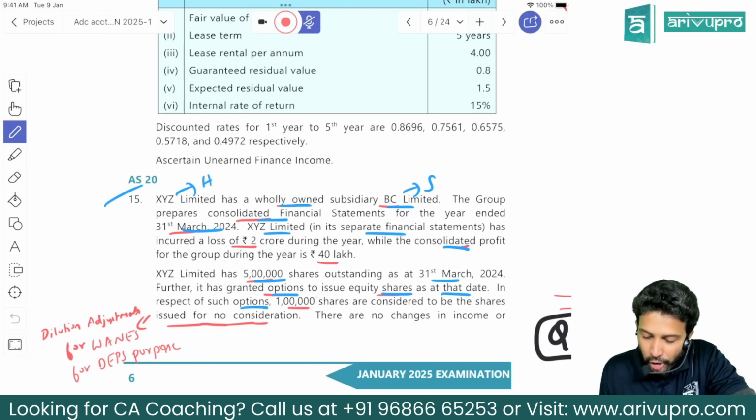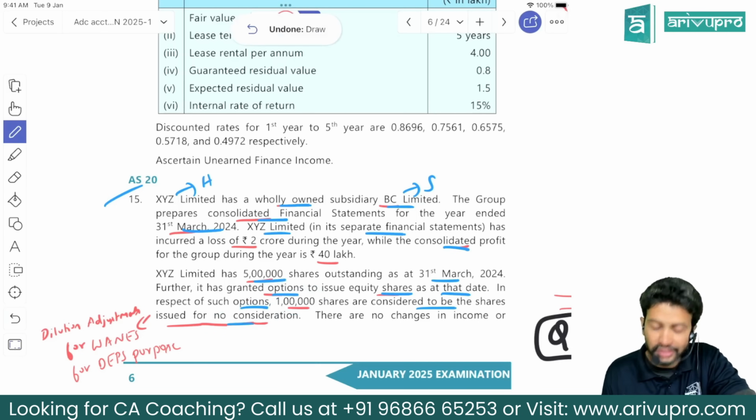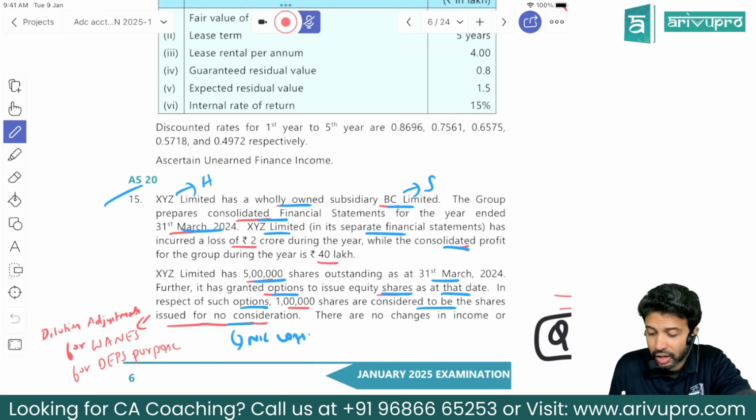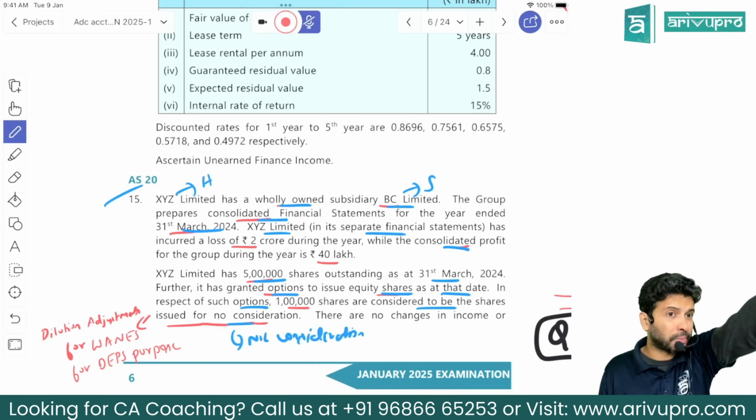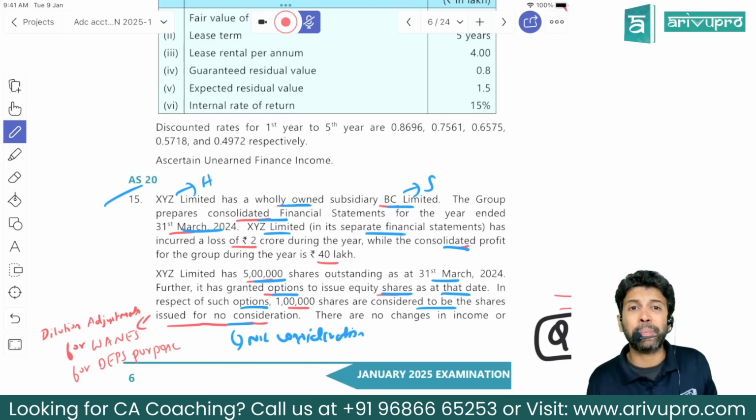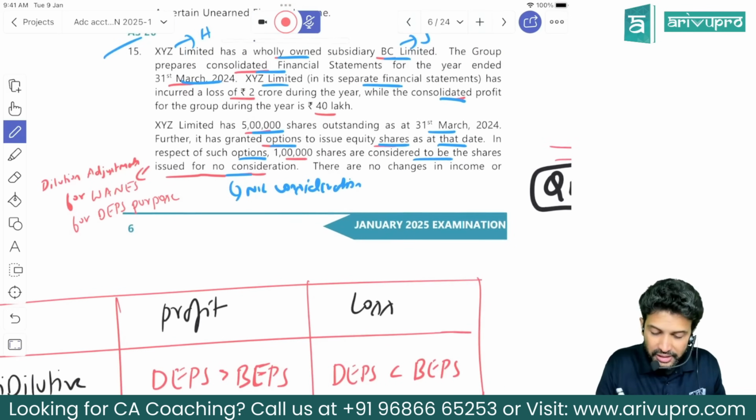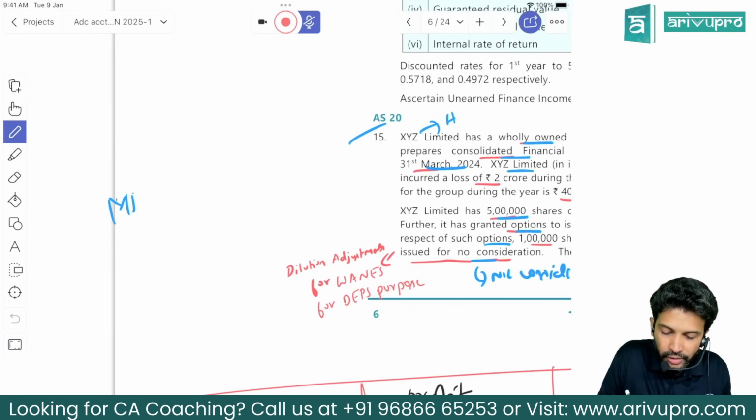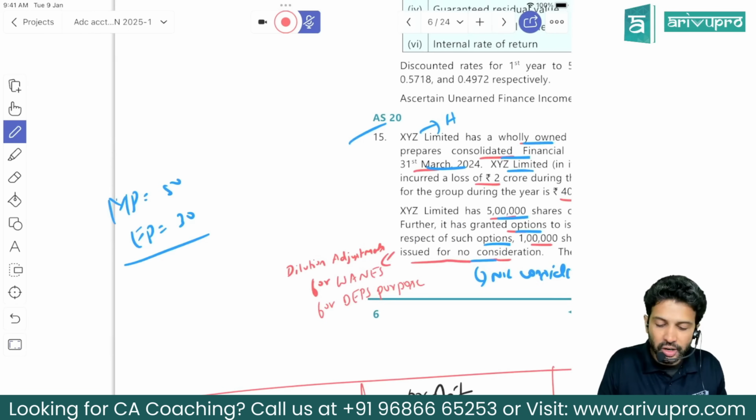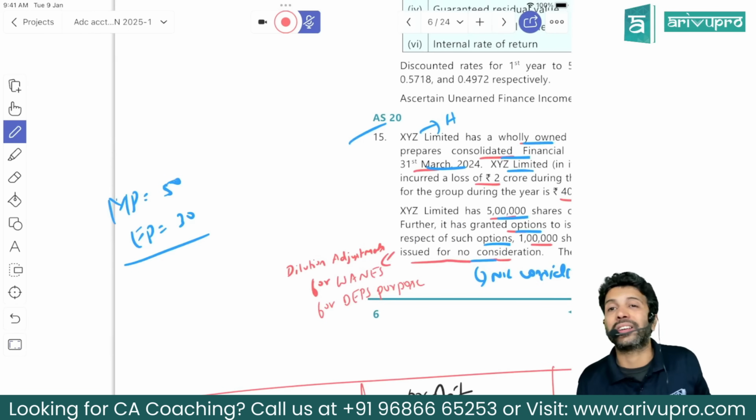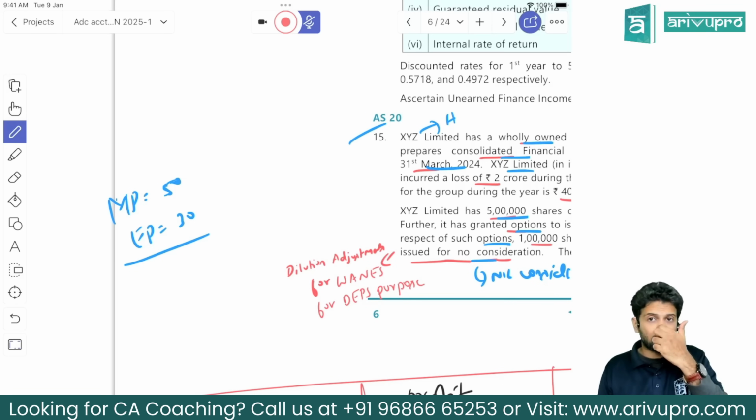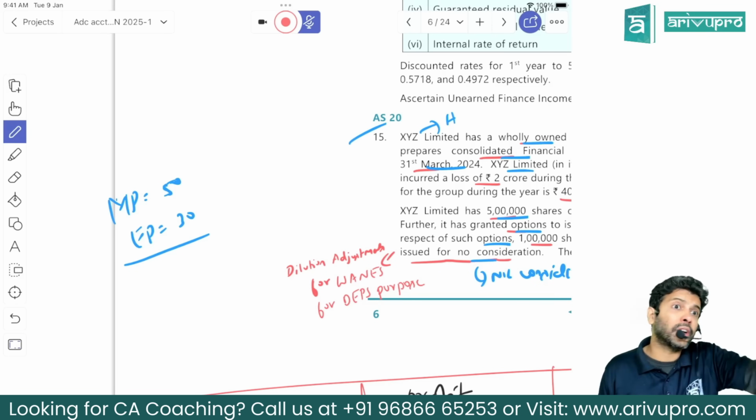In respect of such options, 1 lakh shares are considered to be shares issued for no consideration. This only we used to write in our class as nil consideration. Remember? We used to give some ESOP to the employees. Let's say the market price of the share was 50 rupees, and we gave the option at 30 rupees. That is a lesser price, and that's what we used to take to calculate the number of shares issued for nil consideration.